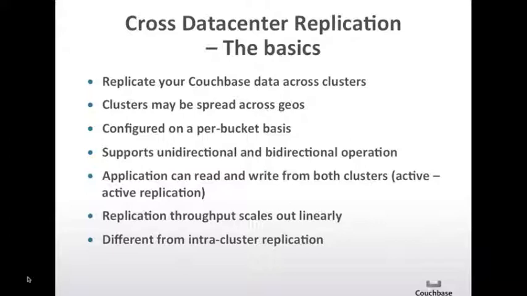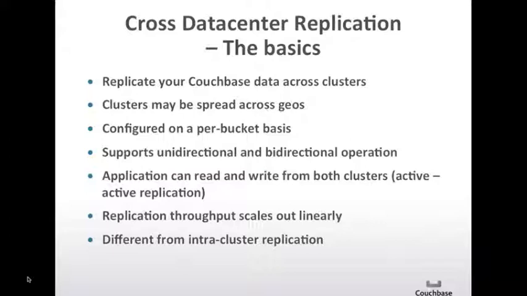Another basic thing about cross data center replication is that the replication throughput scales out linearly. What that means is if you have more nodes in your cluster, your workload is evenly distributed, and with more nodes you can have more streams for the replication, and your replication rate will be much faster. So your throughput will be much faster.